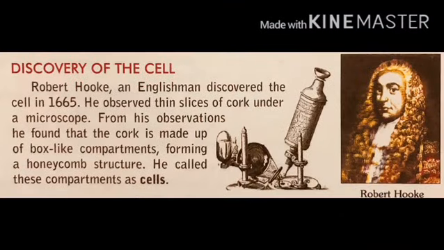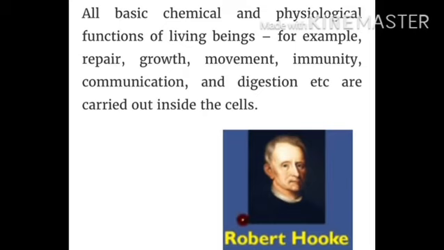The discovery of cell. Robert Hooke, an Englishman, discovered the cell in 1665. He observed a thin slice of cork under a microscope. From his observation, he found that the cork is made up of box-like compartments forming a honeycomb structure. He called these compartments cells. All basic chemical and physiological functions of living beings, for example repair, growth, movement, immunity, communication and digestion, etc., are carried out inside the cell.